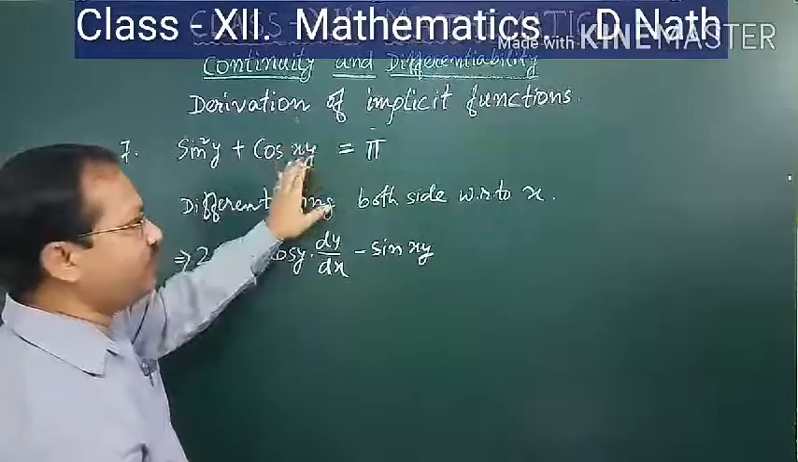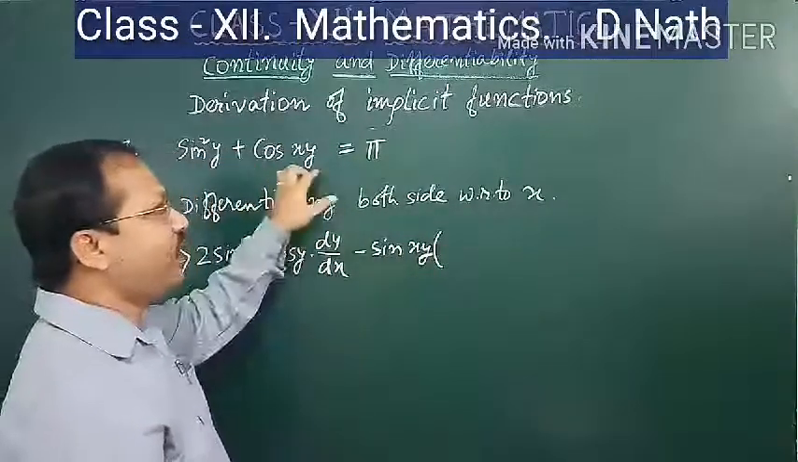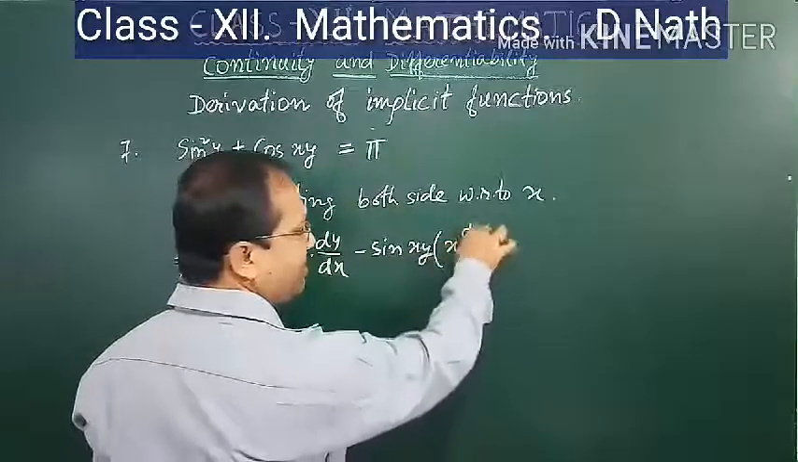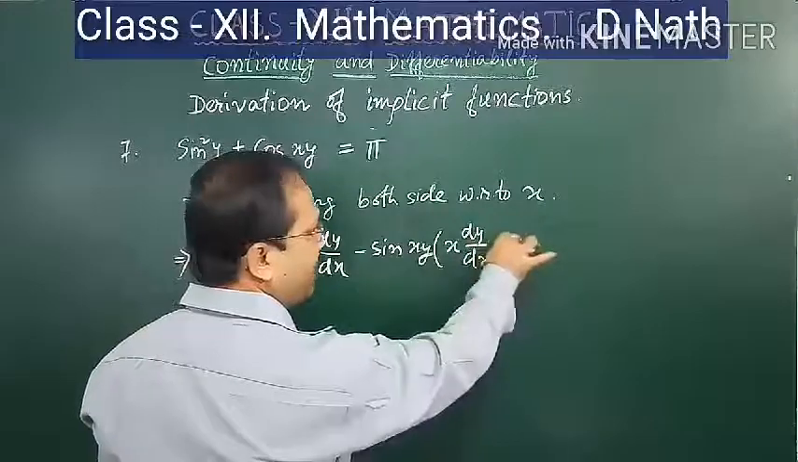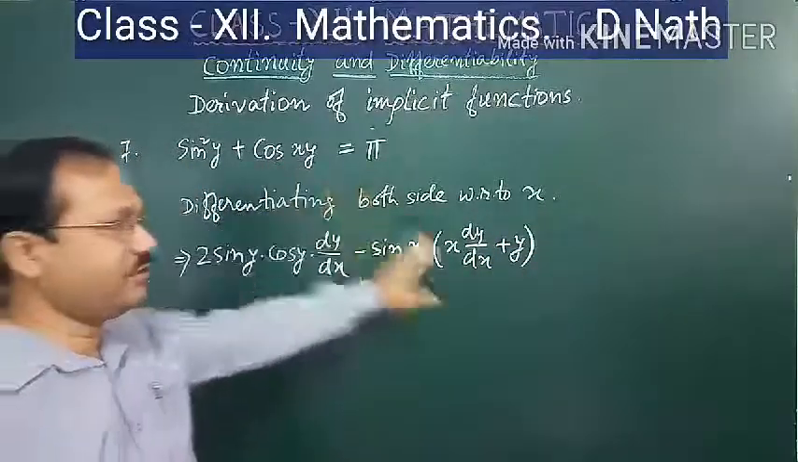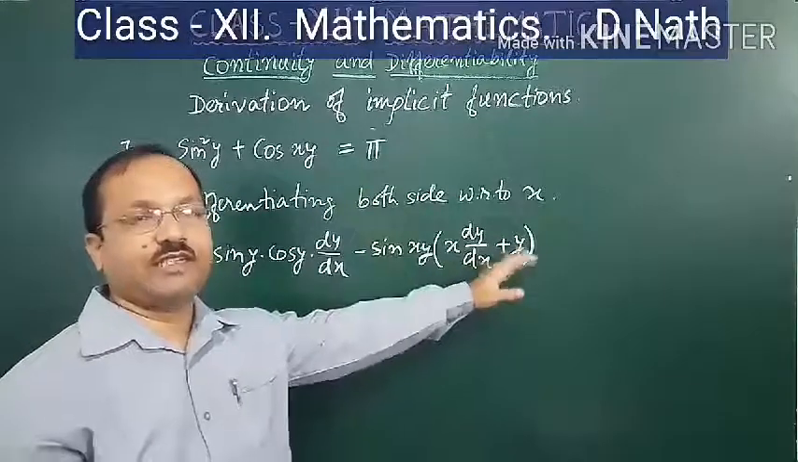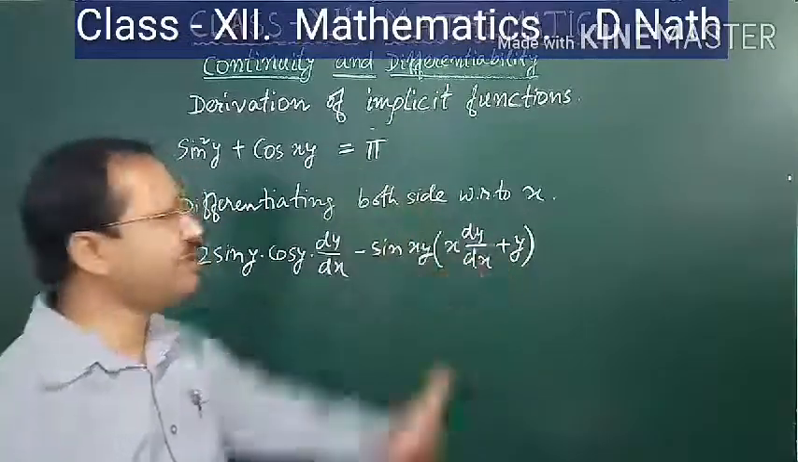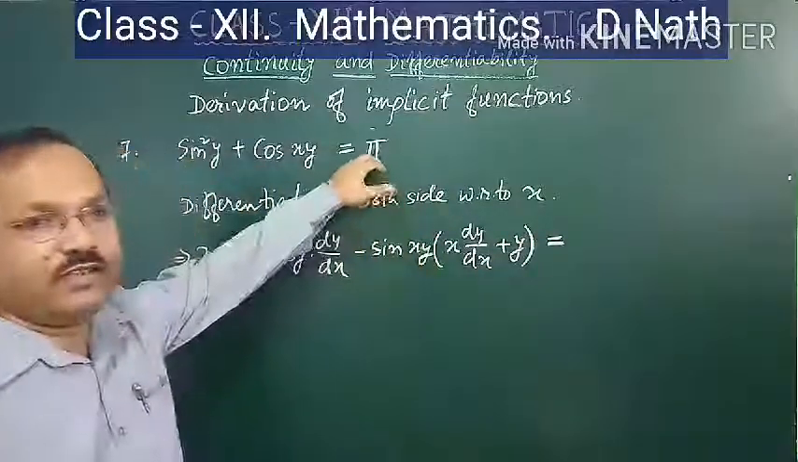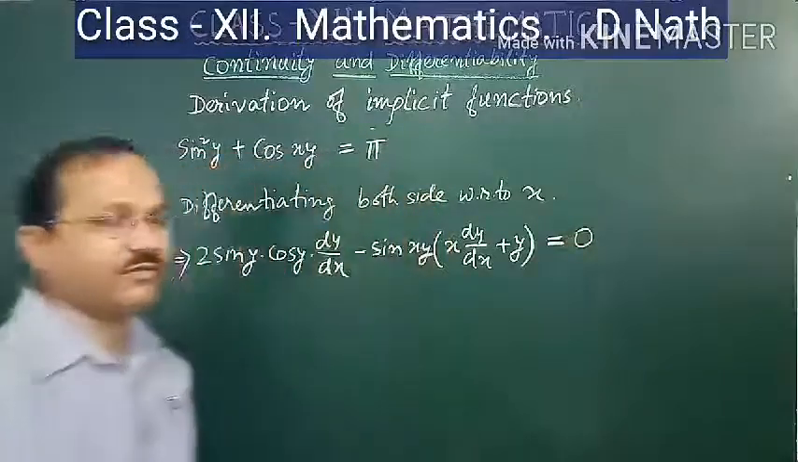Now since it is not only x, it is xy, differentiation of xy should be done using the product rule. So it is x dy/dx plus y. In UV form, first term into differentiation of second term plus second term into differentiation of first term. This is equal to d/dx of pi. Pi is a constant, so d/dx of a constant is 0.